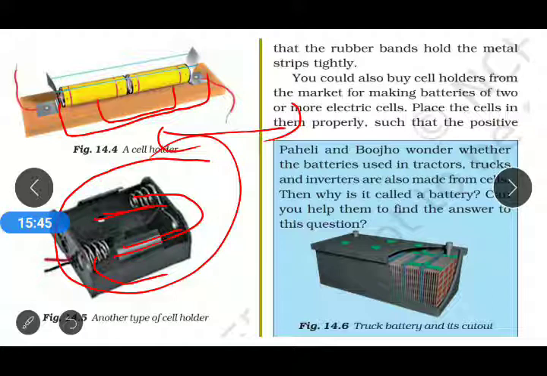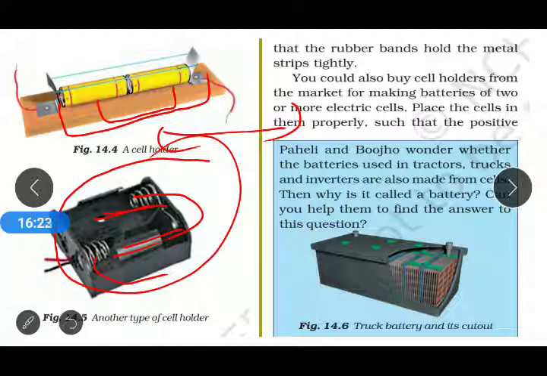This is the example of how we are able to connect the cells to each other and how we are able to form the battery. But normally, that is a normal battery combination. Where we require larger use, like the batteries used in tractors, trucks, or inverters, they are made from cells, made from different varieties of cells connected to each other. That type of batteries are known as secondary batteries.